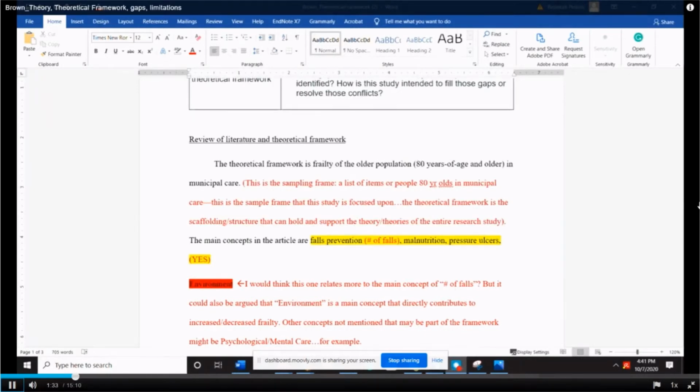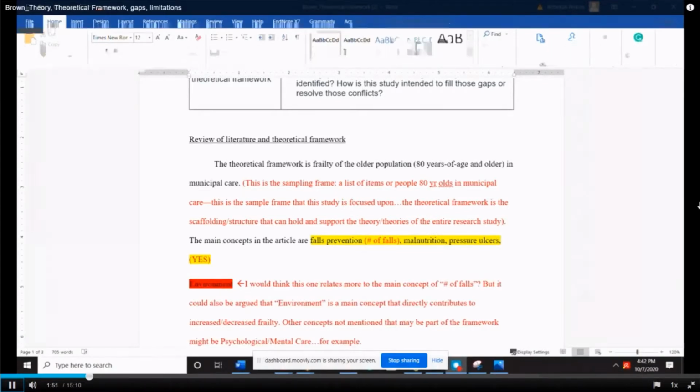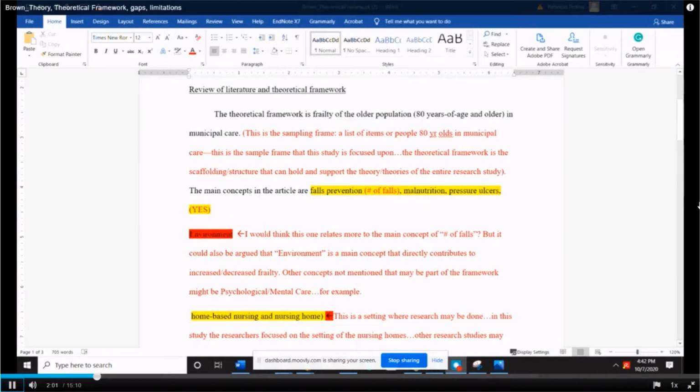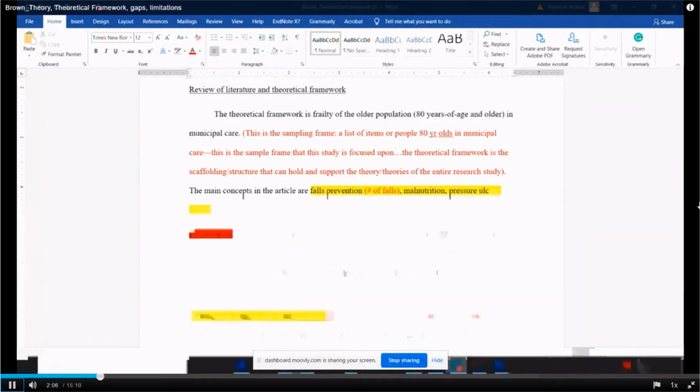So let's see, you said that the main concepts in this article are falls prevention. I think that it was more the number of falls, but that's basically the same thing, I guess. I feel like falls prevention is more about the intervention itself, where number of falls was the concept of the theory. And then malnutrition and pressure ulcer. So that's all good. You put environment, even though that's not explicitly stated, it could be implied. I would think that this one relates more to the main concept, though, of number of falls. So environmental causes, for example. So that could maybe fall under a number of falls.